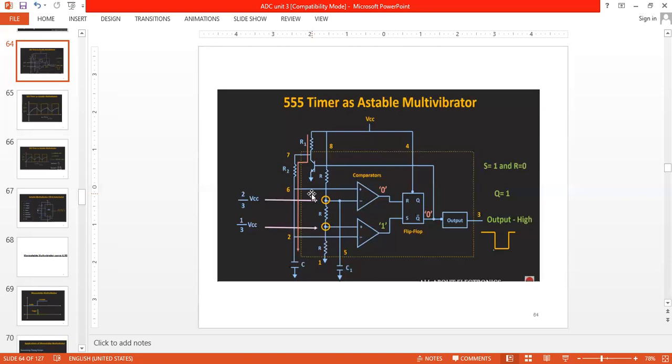So we need to go for another process: adding an extra diode on the output side. In this way, the charging process is done by R1 and R2, and the discharging process is also done by R1 and R2. So the T on and T off values will be equal, and we can get a perfect square wave in the output.